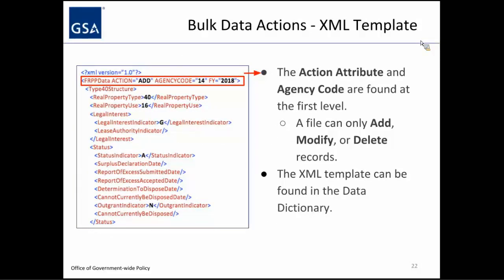Okay, so bulk data action. This is the XML template. So if you've used it last year, this should look familiar. So you can find this document zip file located on the Home tab under the Document Library section. So just a brief breakdown of the template. At the top, you'll see that first level of the XML where it says action attribute, agency code, and fiscal year. So the action attribute where it says add, that's letting the system know which type of action you want taken. So it's either going to be add, modify, or delete.